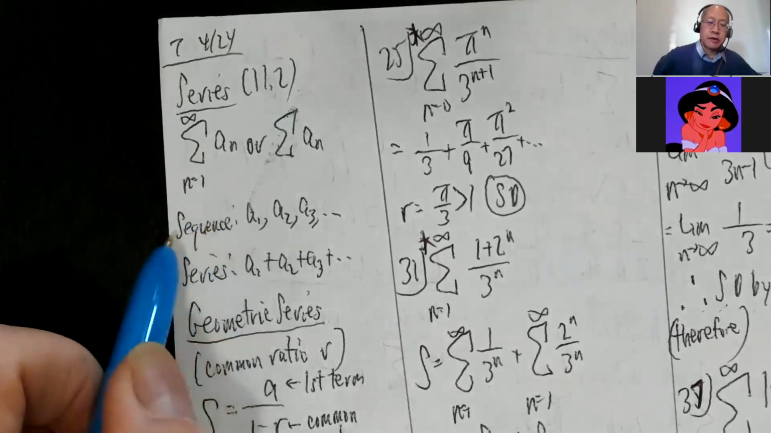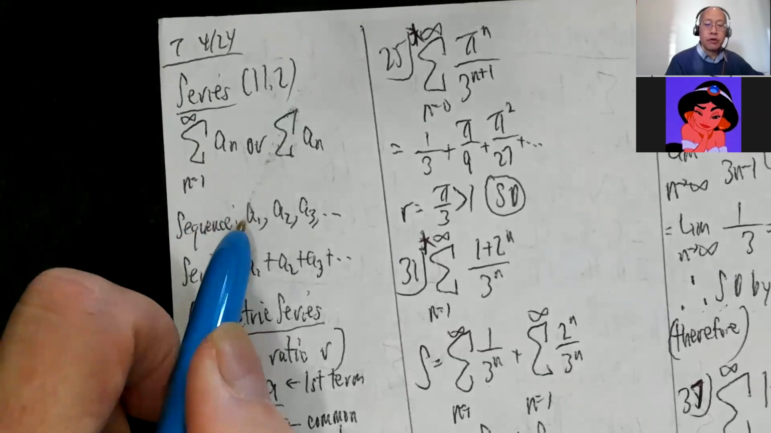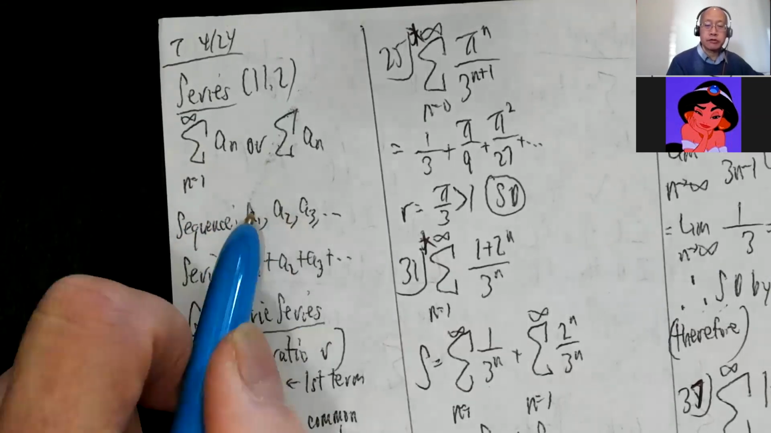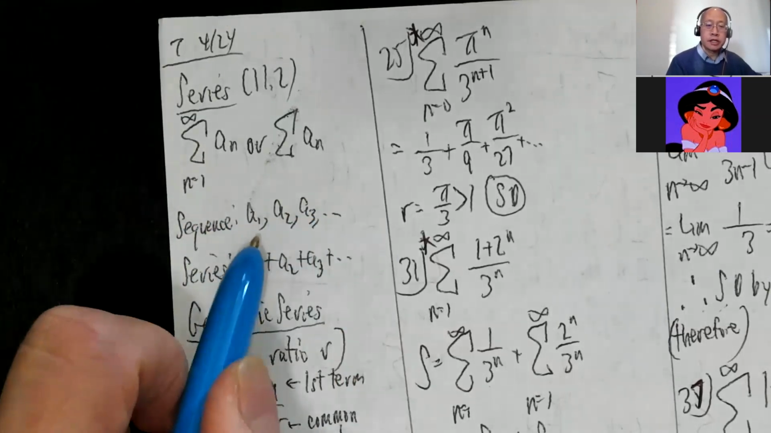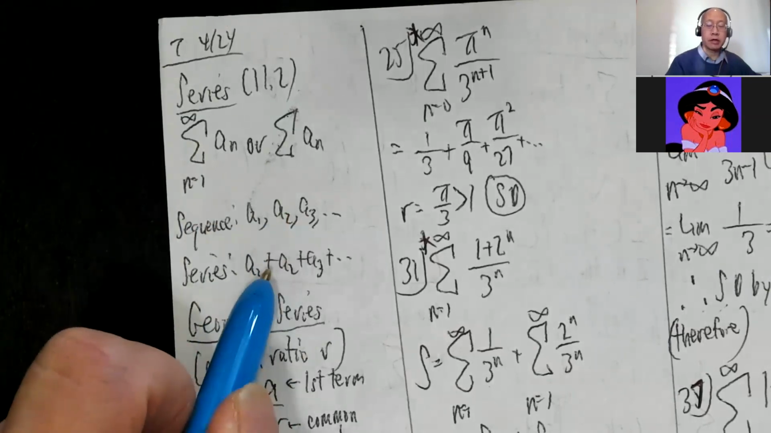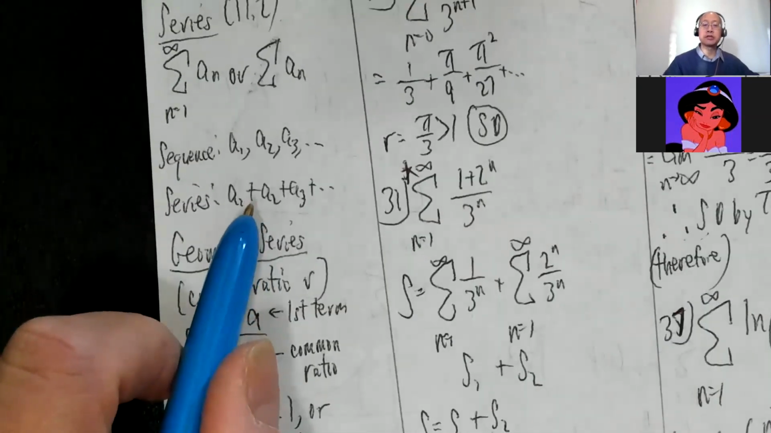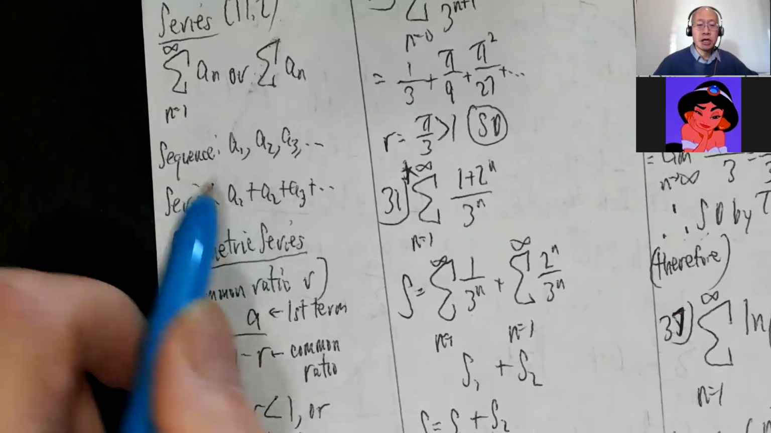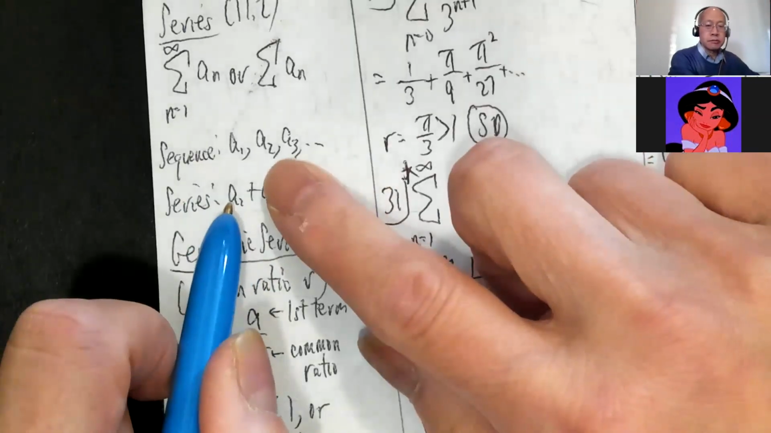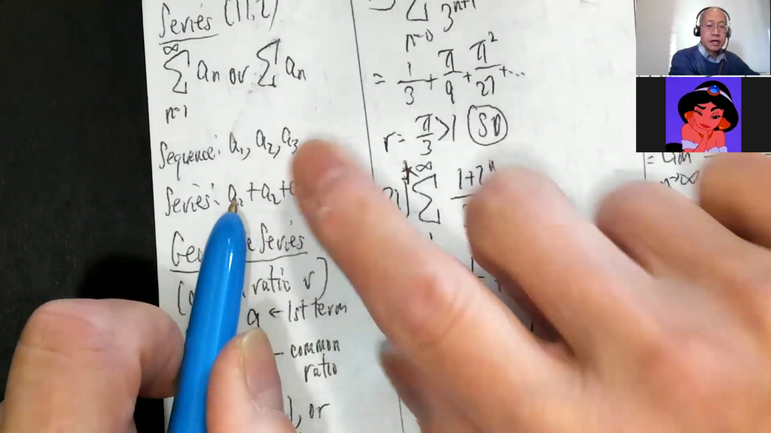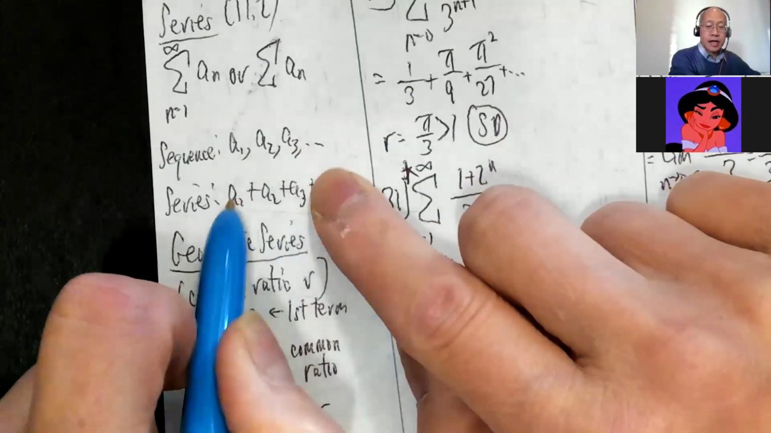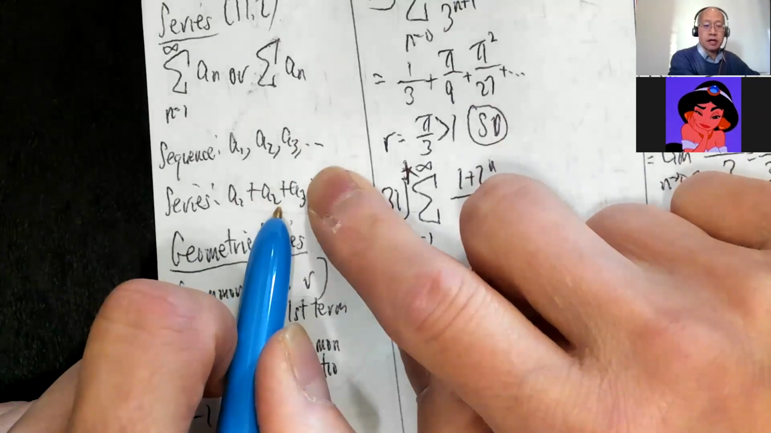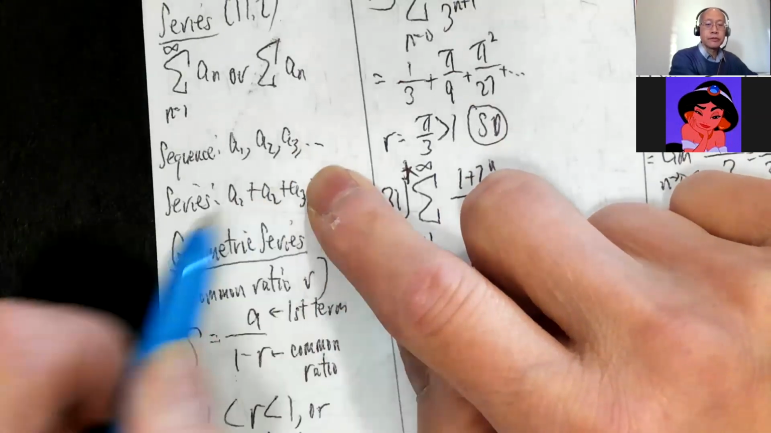What's the difference between a sequence and a series? Sequence, A1, comma, A2, comma, A3, you're just writing them all out. For series, it's A1 plus A2 plus A3, you're adding them all up. You're adding infinitely many terms. So how do you add up infinitely many terms? Well, you see if the partial sums, in other words, you take this, and then you take that, as a sequence, does that converge to any one number?